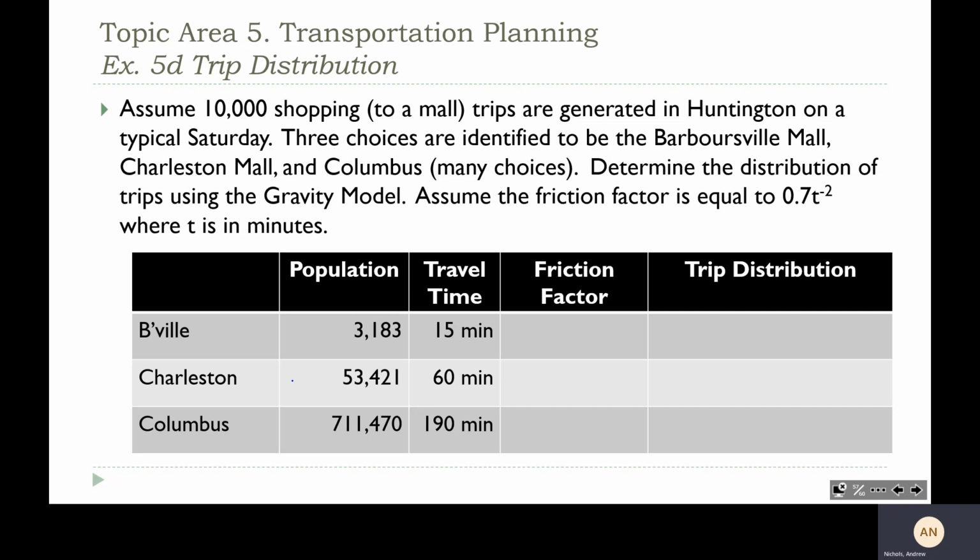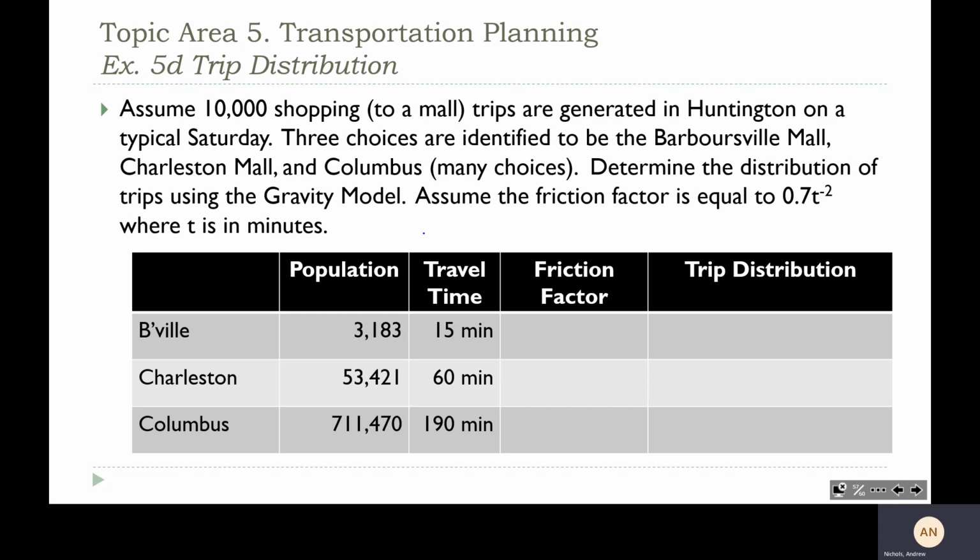It certainly doesn't have as many amenities as going to a mall in Columbus. So even though it's farther to drive to Columbus, the fact that the malls are better there might increase the number of people that are driving there. And so population here is kind of a surrogate of how good the mall is. So Columbus has a lot more people, so their malls are going to be better. Charleston has more people than Barboursville. Notice this is not Huntington. It's, well, actually I have Huntington up here. But going to the Barboursville Mall, there's only 3,000 vehicles or people out there.